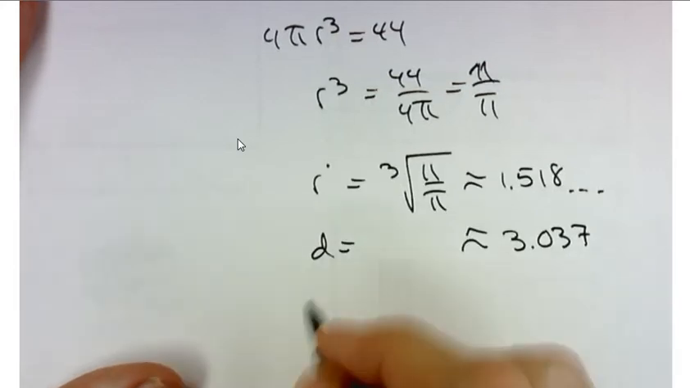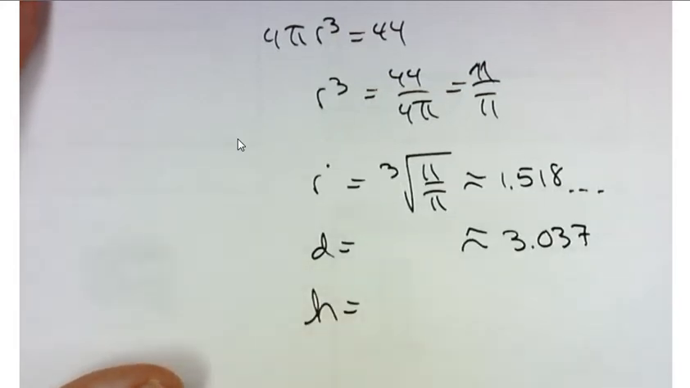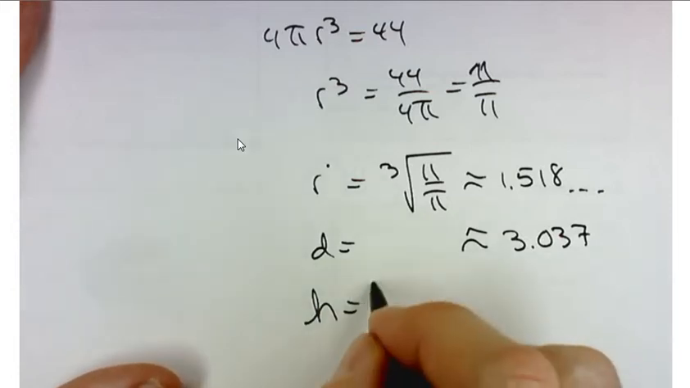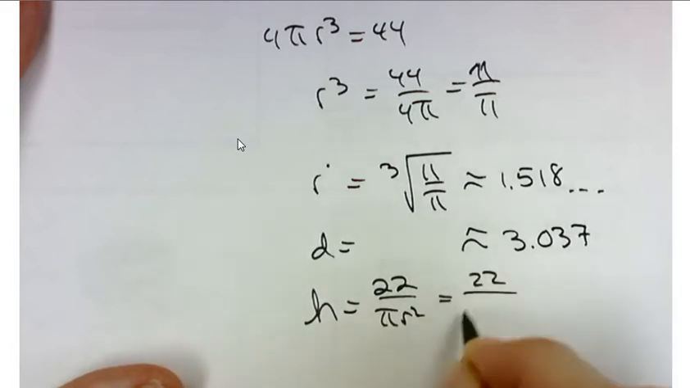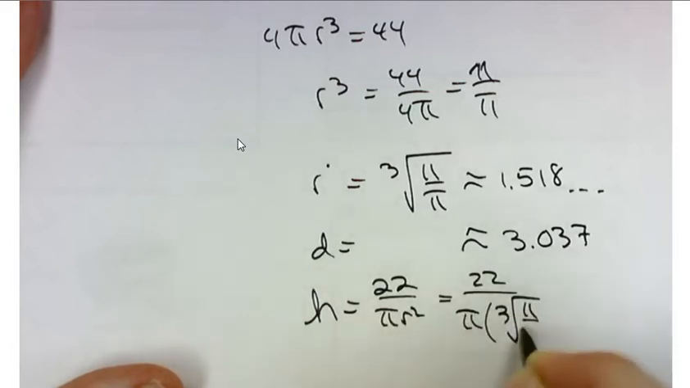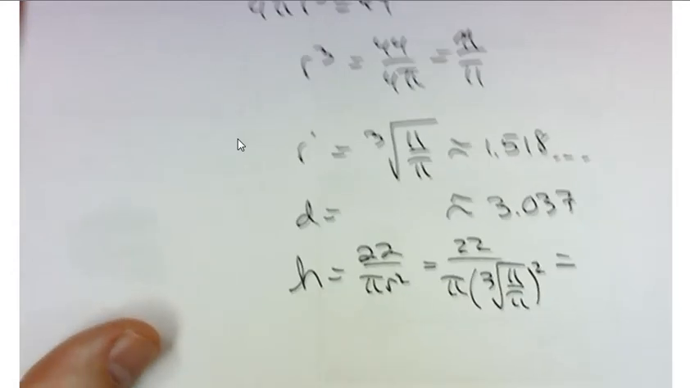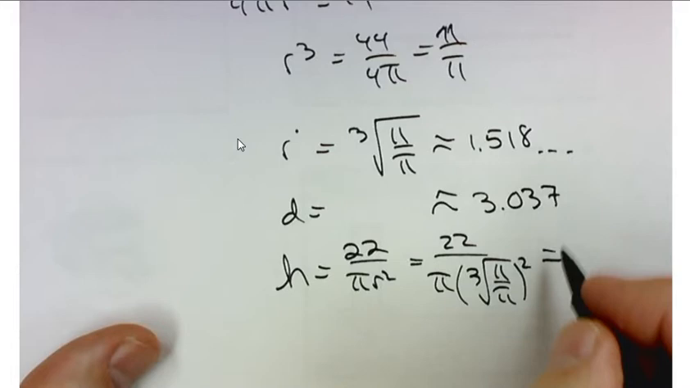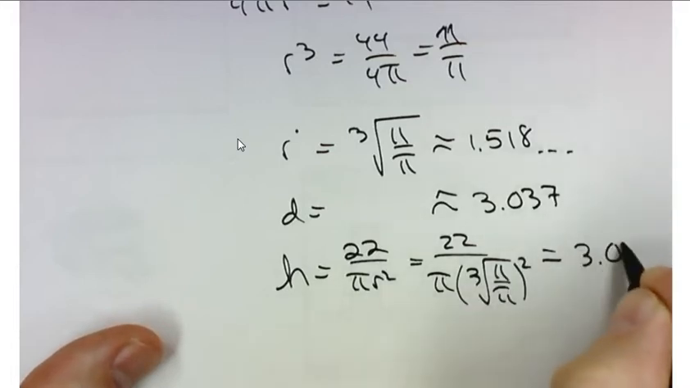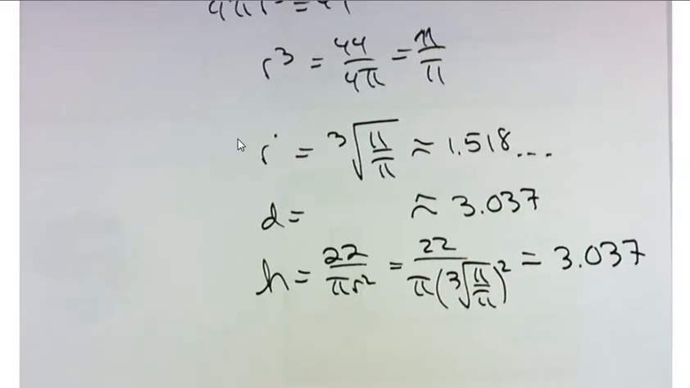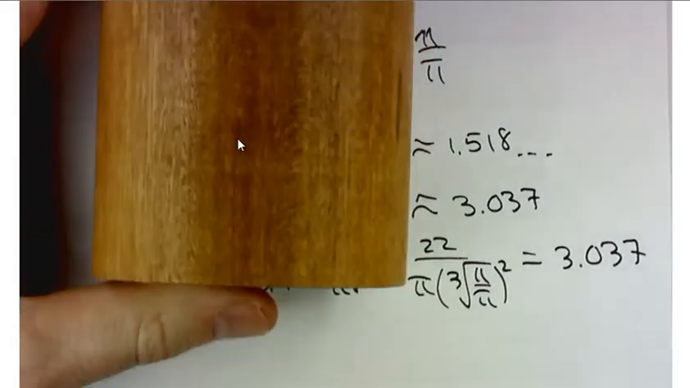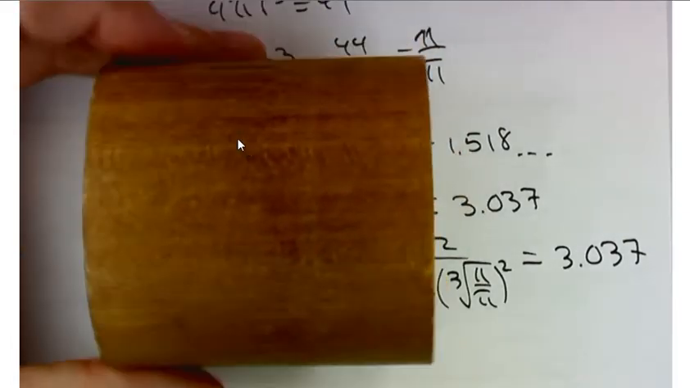But here's something kind of peculiar. If you calculate the height, remember the height is 22 divided by pi r squared, which is going to be 22 divided by pi times the cube root of 11 over pi squared. Yuck. You'd never know it until you actually do the decimal value. But the height is also 3.037. So what's strange about that? You got a square can. That's what you got. Looks like this right there.